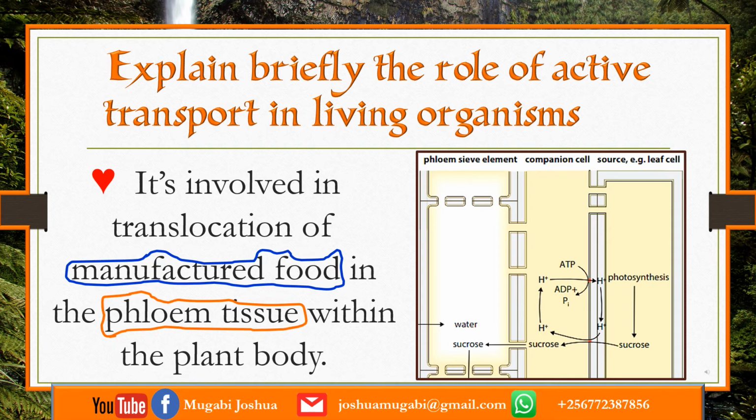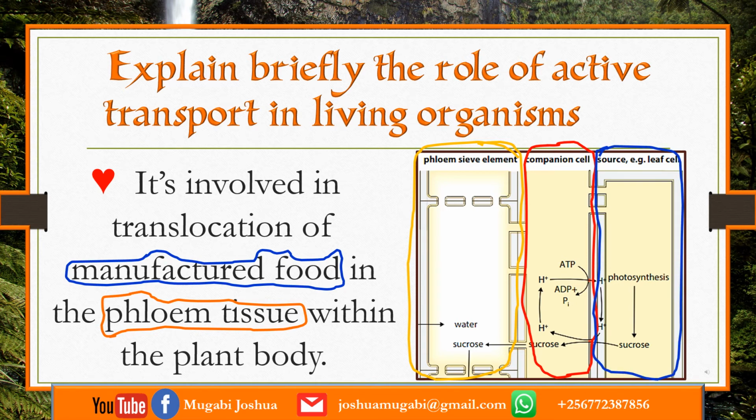How is it done? Now, we have our phloem sieve element. Next to it is the companion cell, and far away from it is the source of our manufactured food, or the leaf which is carrying out photosynthesis. So how is active transport involved in the translocation of the manufactured food through the phloem tissue?